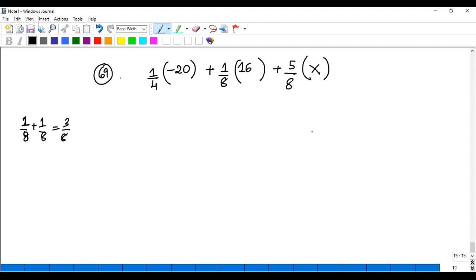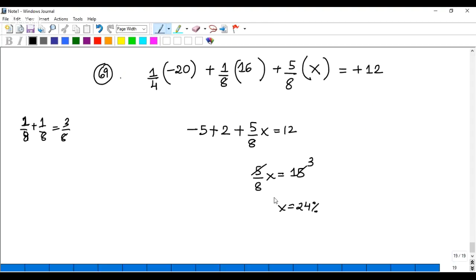I want to find at what percentage gain it is to be sold to get an overall profit of plus 12. So this comes out as minus 5 plus 2 plus 5 by 8 x is 12. So I get 5 by 8 x, that is 15, x is 24% gain.